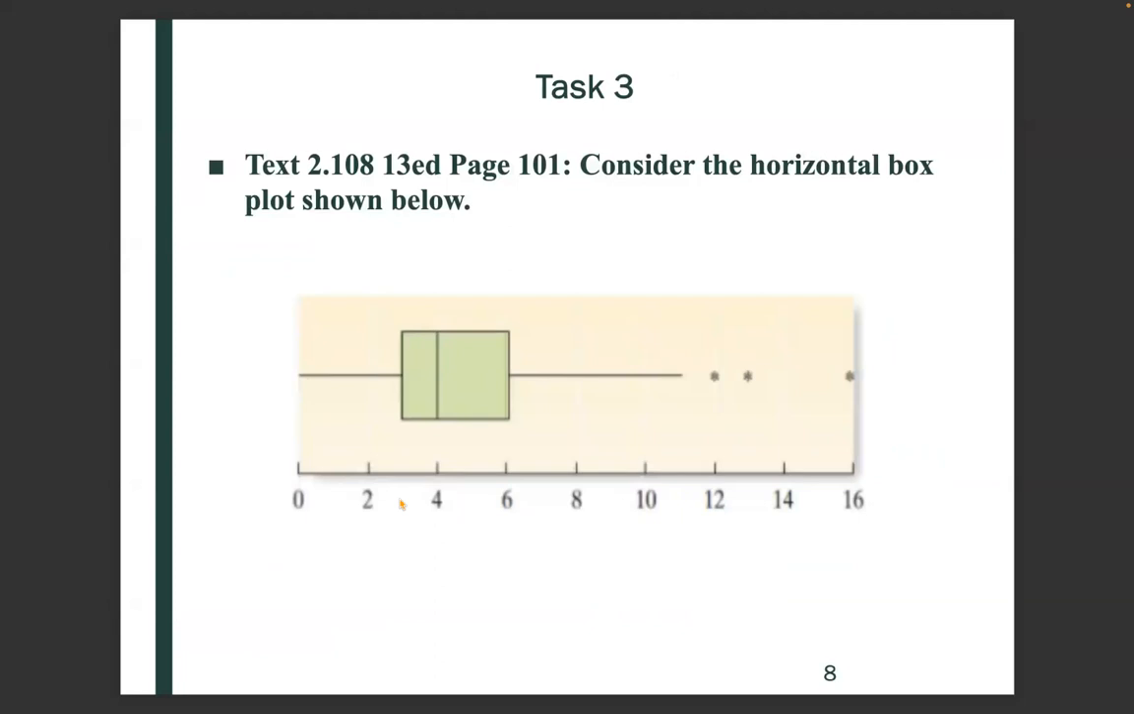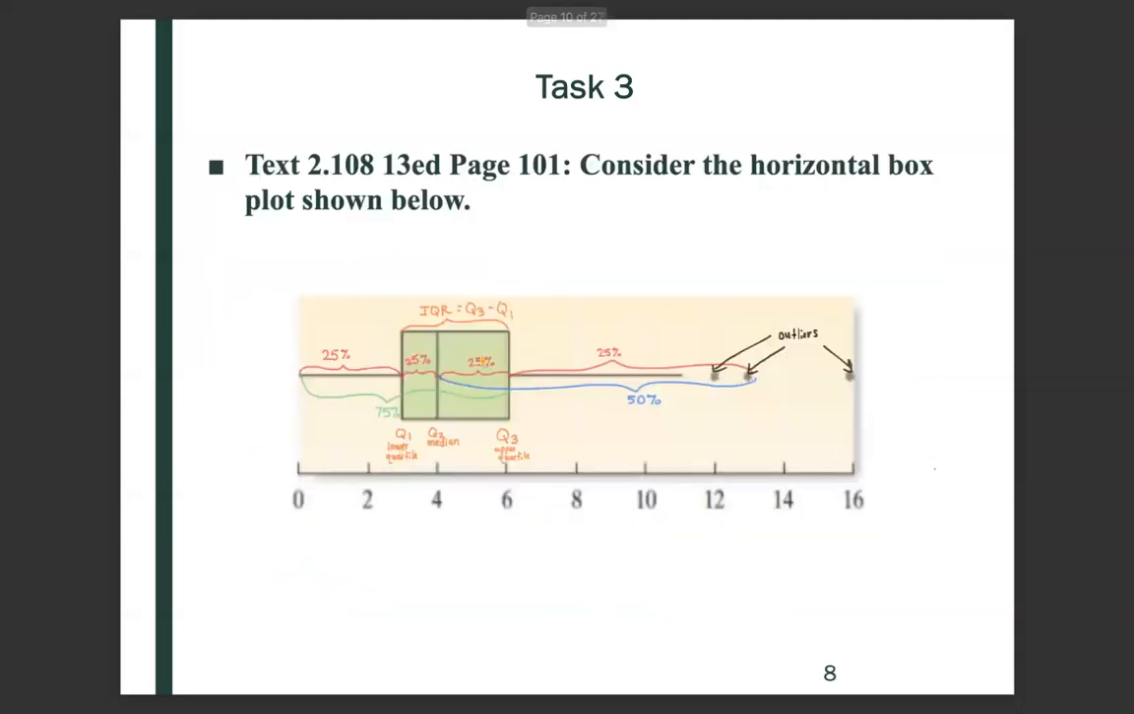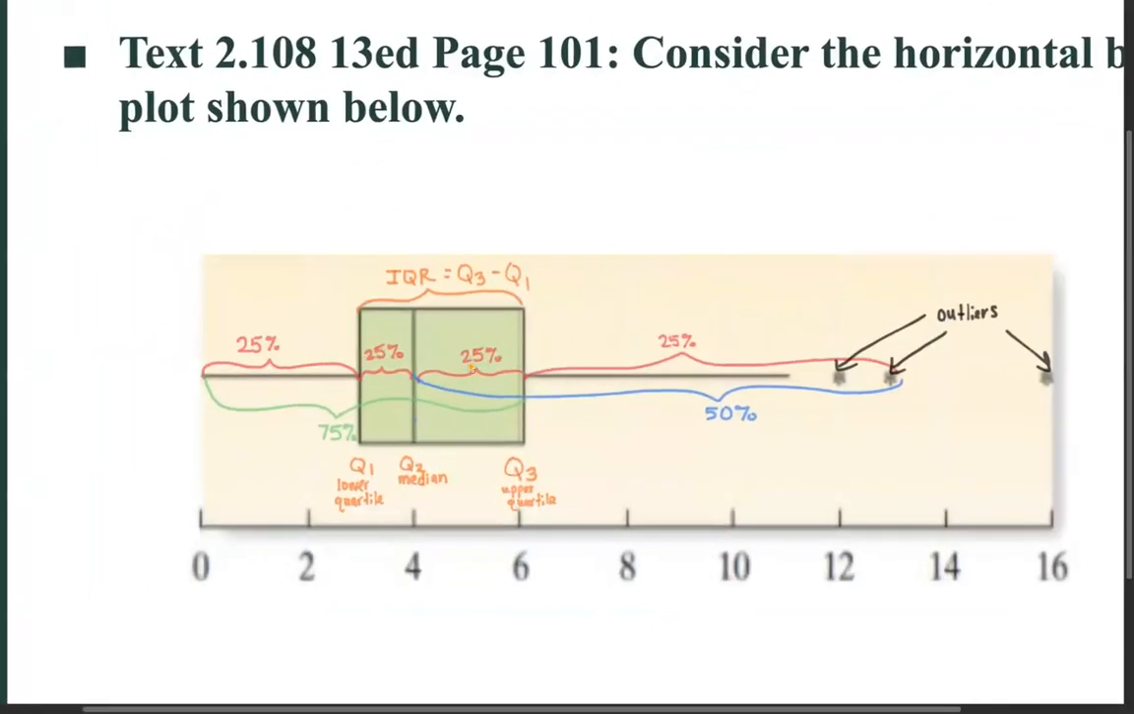Consider the horizontal box plot shown below. So now we want to find the median, the upper and lower quartiles, the interquartile range, and whether it's skewed, and we'll come back to these. So what I first did was label the parts of the box plot. Here we have the lower quartile, this line here is quartile 2 or the median, and here is the upper quartile.